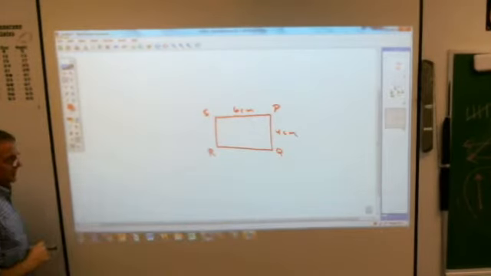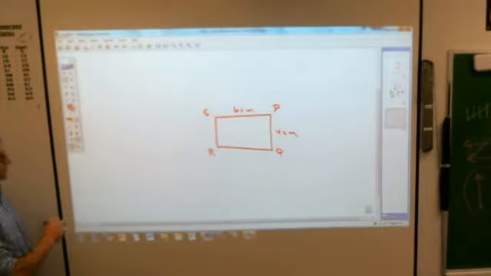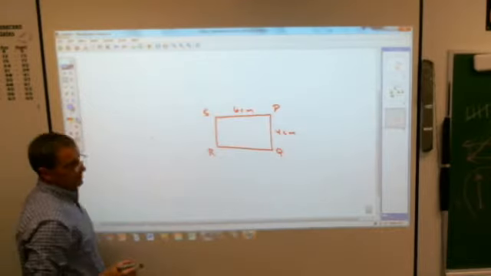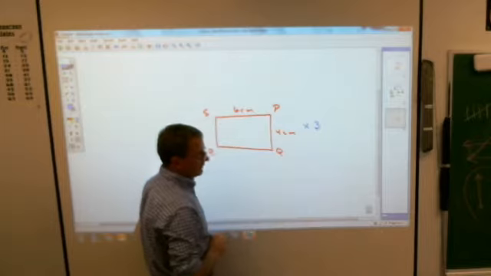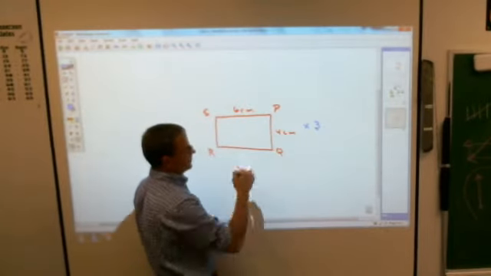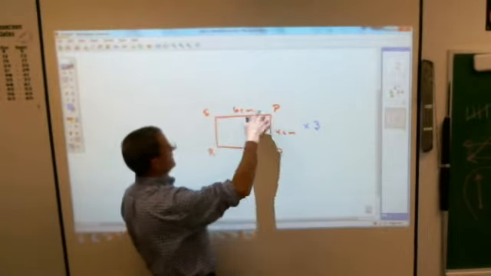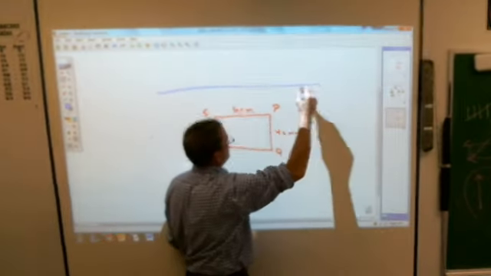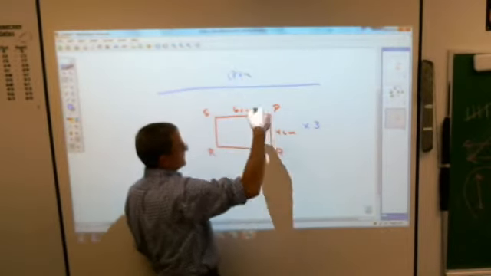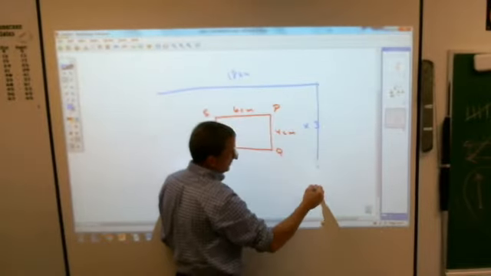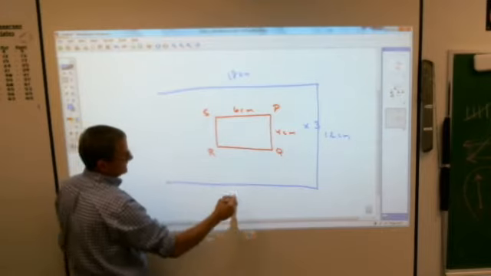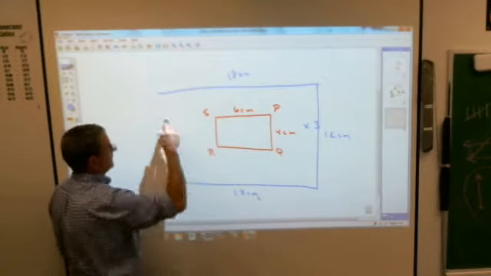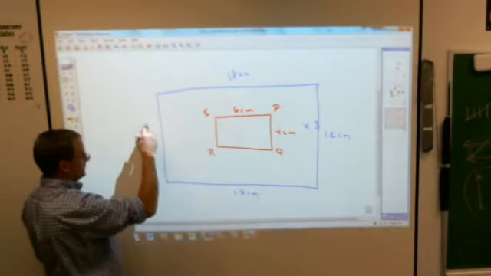Now, what does it say happens to it? It is dilated by a scale factor of 3. And all that means is every dimension is just multiplied by 3. And that's what the new rectangle is. So instead of this being 6 centimeters, it is going to be 18 centimeters. Instead of this being 4 centimeters, it will be 12 centimeters. And this would still be 18 centimeters, and this would be 12 centimeters.